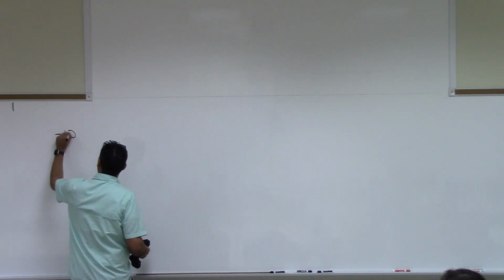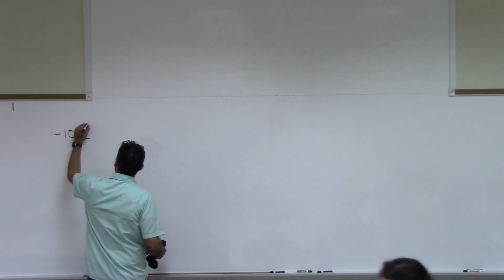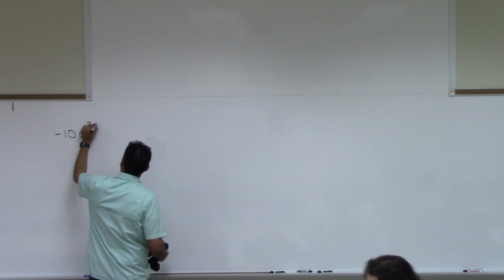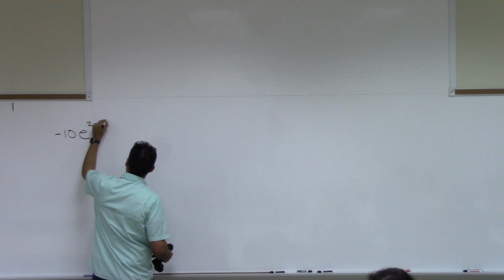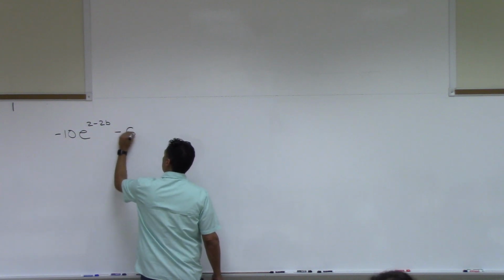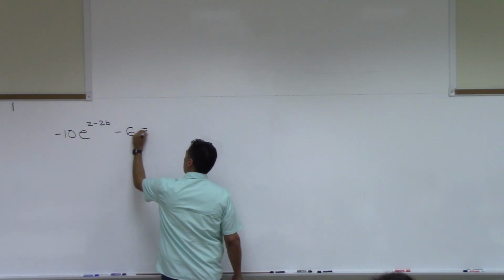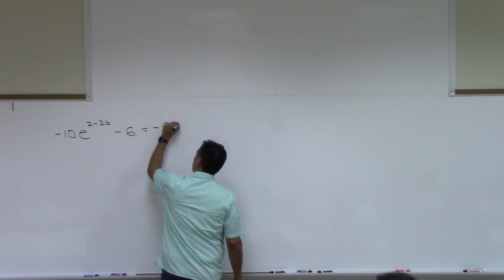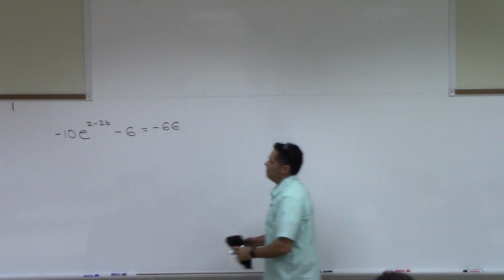Negative 10e. 2b. B is in boy. Minus 6 here, like that. Negative 66. There we go.